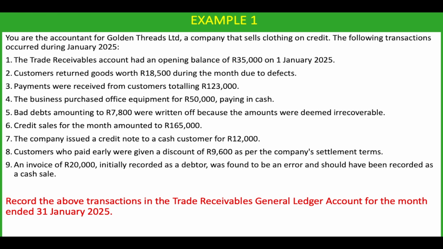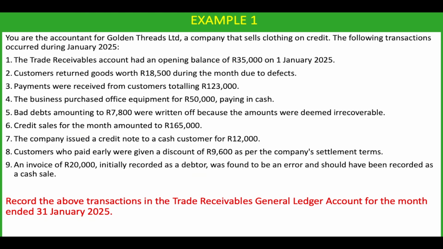So trade receivables is an asset. Okay, and we apply that here. So whatever increases our trade receivables goes on the debit side. Whatever decreases our trade receivables goes on the credit side. What increases our trade receivables? Like I mentioned, whenever we sell to them on credit. Another one is if we're charging them interest, maybe for late payment.